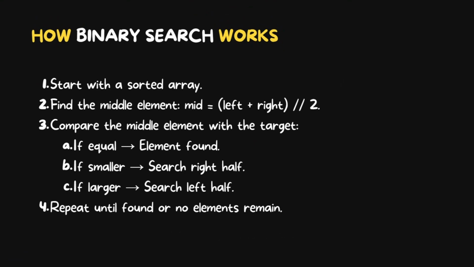If it's smaller, we will search the right half. If it's larger, we will search the left half. We repeat this process until the element is found or the search space becomes empty. By cutting the array in half with each step, binary search achieves amazing speed, especially for larger datasets.